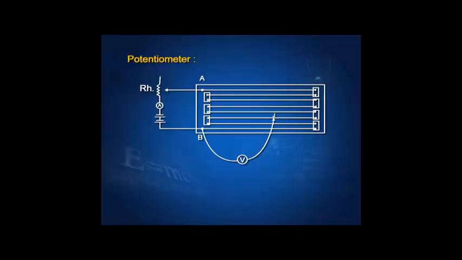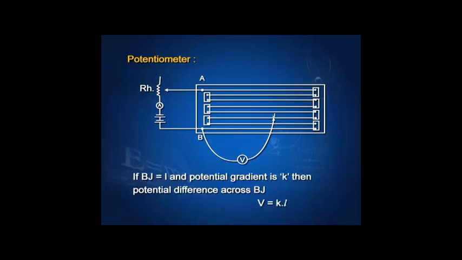Potentiometer. A potentiometer consists of a long wire bent on a wooden board as shown in the diagram. Point A of the potentiometer is connected to a rheostat. Point B is connected to the positive terminal of the cell. If we have to measure the potential difference across length BJ, where BJ equals length L, then potential difference V equals K into L, where K is the potential gradient of the wire.